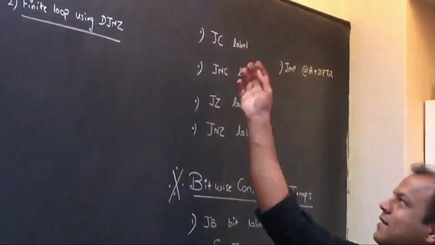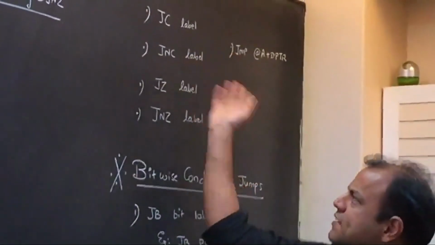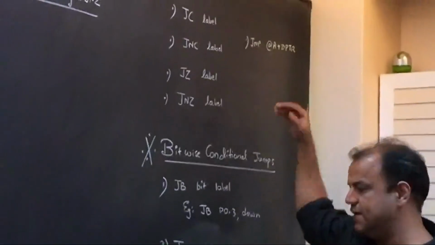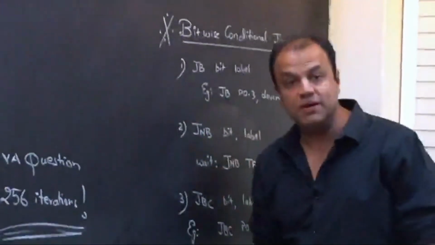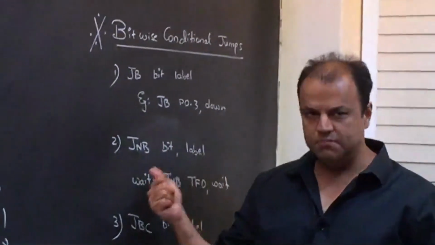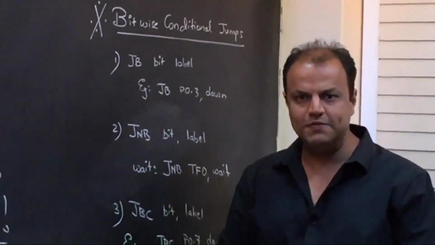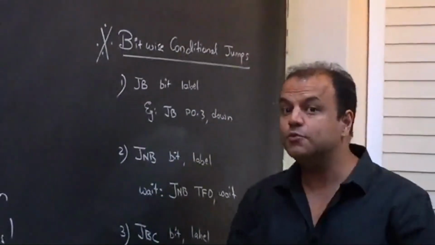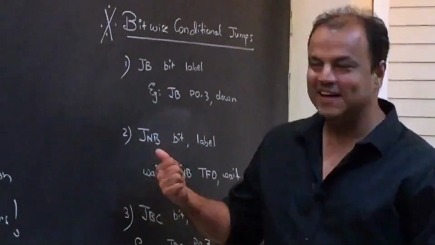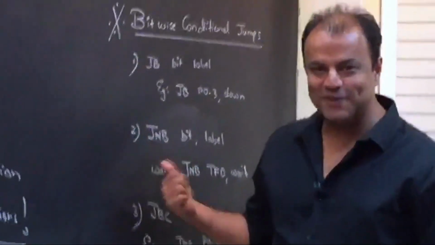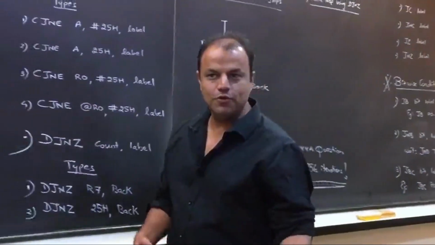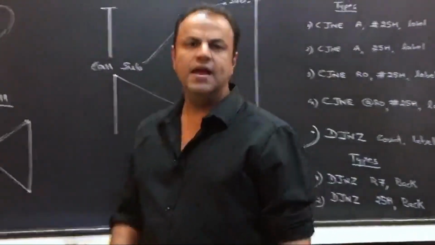Then there are more conditional jumps: jump if carry, jump if no carry, jump if zero, jump if no zero, indirect jump using A plus DPTR, and then bitwise jump instructions, JB, JNB and JBC. JNB, if you've seen the theory topic of 8051, if you've seen programs related to timers, related to serial ports, you know how important this instruction is. It is there in every serious program of 8051. It's the one that is used to check whether the timer has overflown or not, or whether your serial data has been completed, and so on.